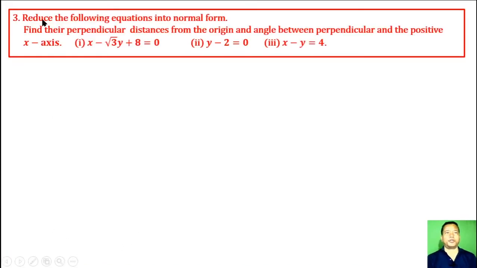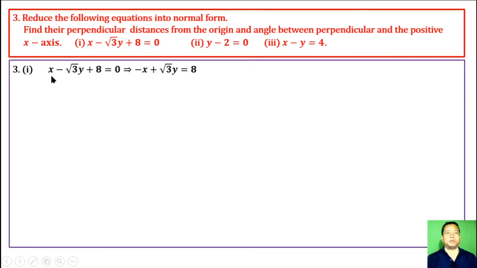Question 3. Reduce the following equations into normal form. Find their perpendicular distances from the origin and the angle between the perpendicular and the positive x-axis. For Roman number 1, the equation can be written as this.